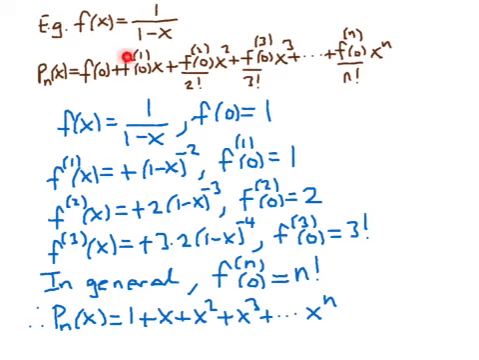So this function here, 1 over 1 minus x, can be approximated by this polynomial here, this Maclaurin polynomial, and if you take large enough n, you will get a good approximation in the region around x equals 0. And at this stage, I'm going to stop the video.